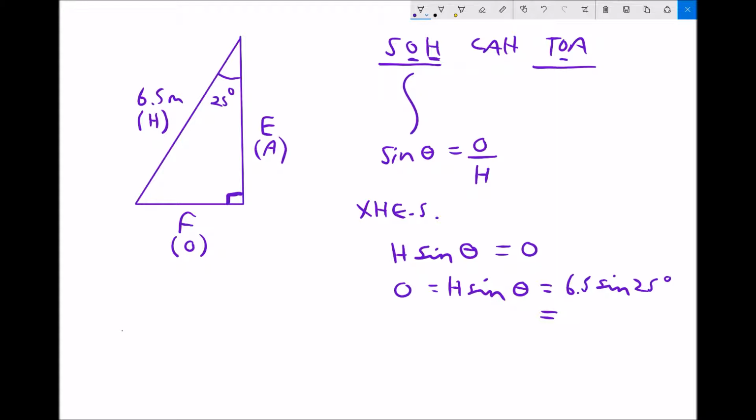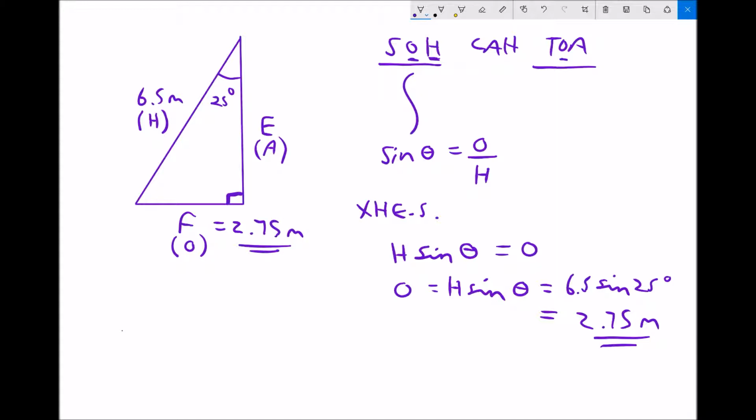So 6.5 sine 25 on the calculator is 2.75 to 2 decimal places. Therefore, the length of the opposite, or the length of F, is 2.75 metres.